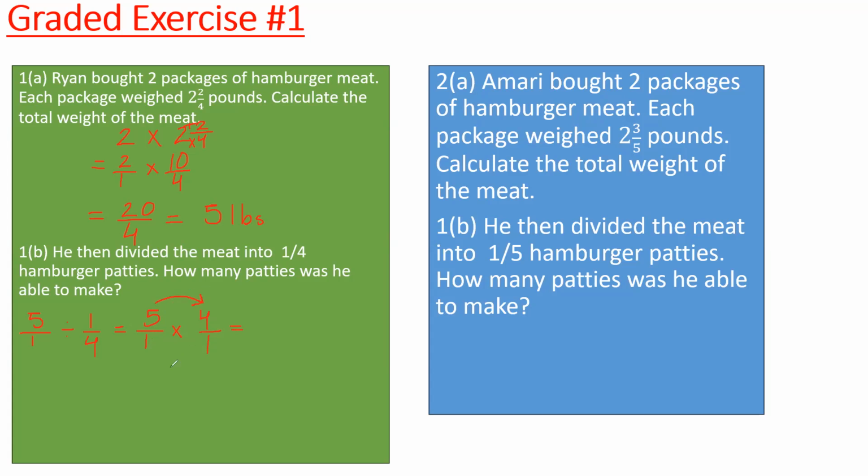5 times 4 is what? 20. Very good. So it's going to be 20 over what? 1. Over 1. What is 20 over 1? That's going to be what? 20. So the answer is that he was able to make 20 patties.